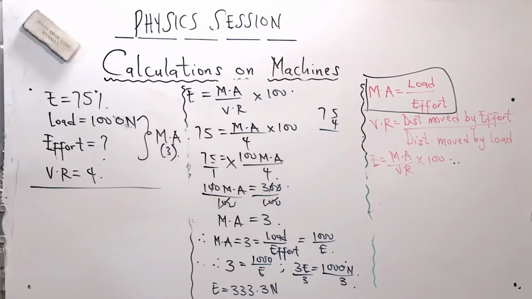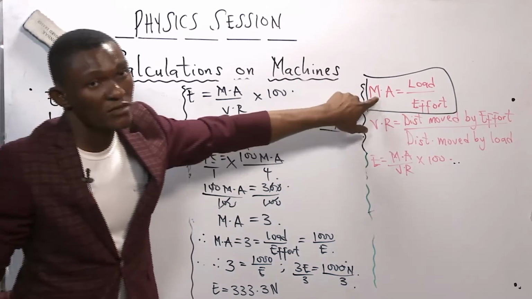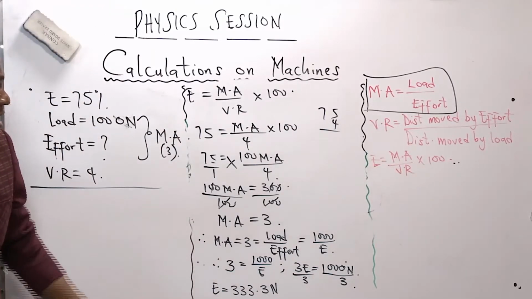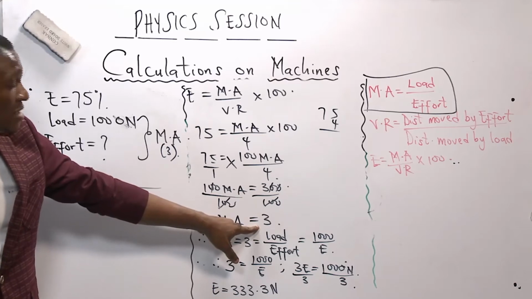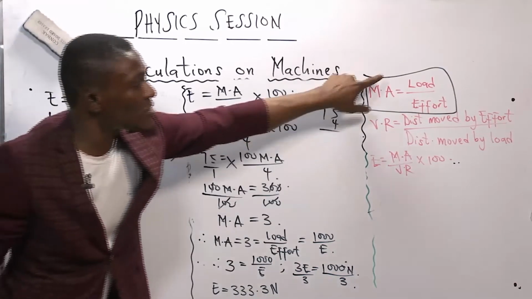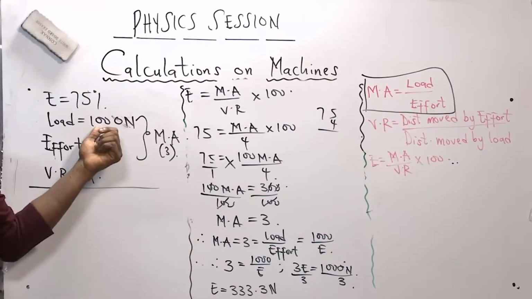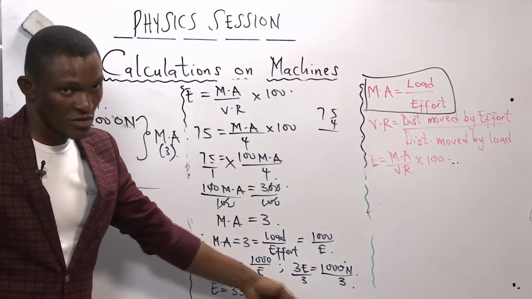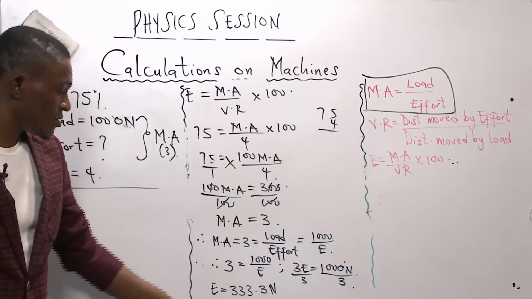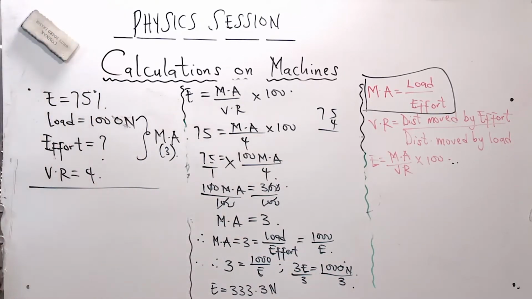So I now proceeded to using this formula. That mechanical advantage is equal to load over effort. Don't forget, we already calculated our mechanical advantage. So that gives us 3 is equal to our load, which was given as 1,000, divided by the effort. So I just cross multiplied, and if you divide 1,000 by 3, you are going to get this. So as simple as that.